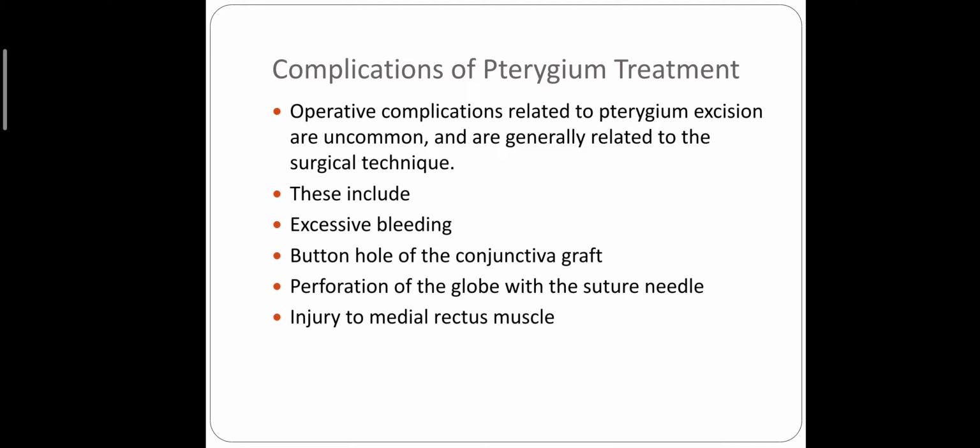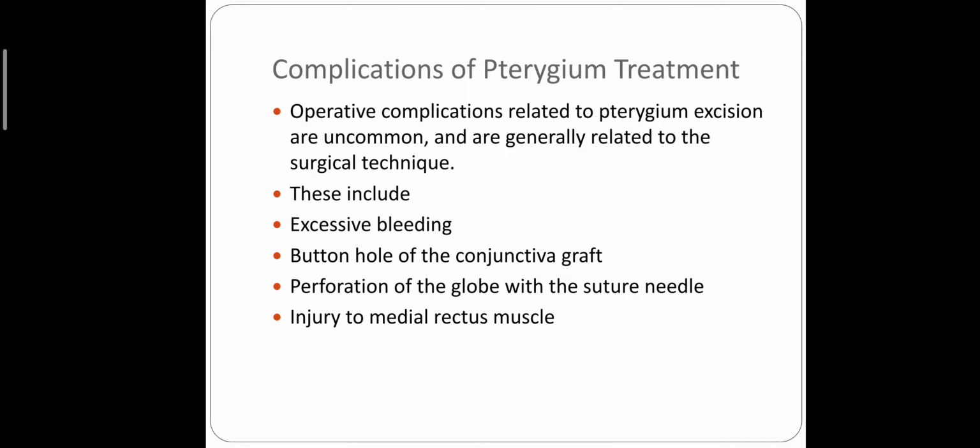So rarely, there can be occasional excessive bleeding when you are excising the pterygium. Or when you are taking the flap, because it's a very thin flap you need to take, there can be buttonholing or a tear in the conjunctival graft. Very rarely, when you're putting sutures, it can lead to perforation. Another important thing is injury to the medial rectus muscle.